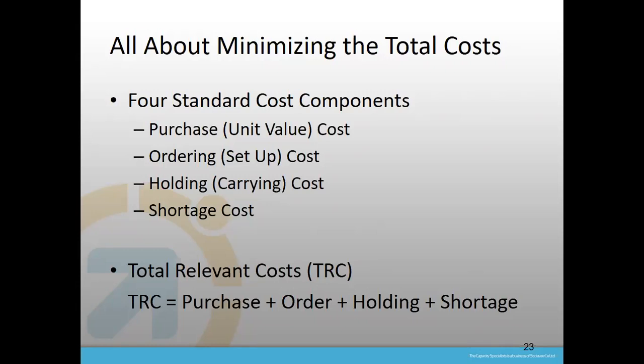And then we have holding cost. How much does it cost us to actually keep the goods in stock? And then shortage cost, what happens when we have a stock out? So our total relevant costs are purchase cost plus order cost plus holding cost plus shortage cost. What we want to do is we want to reduce the total relevant cost. Now, let me explain this to you.